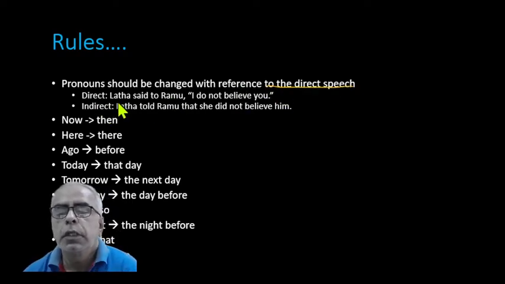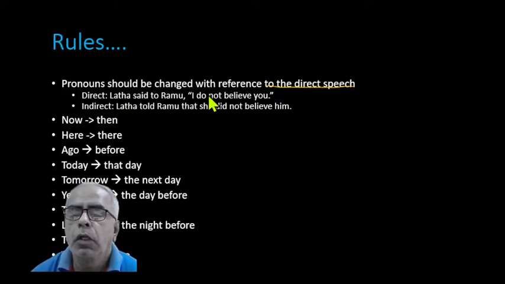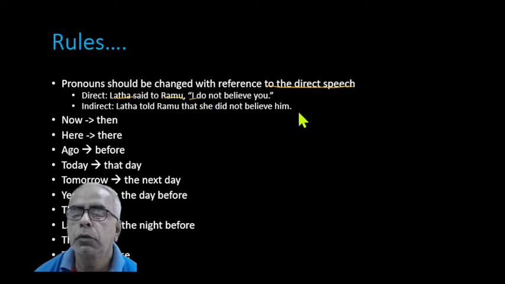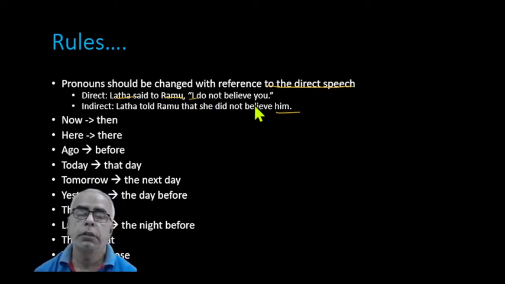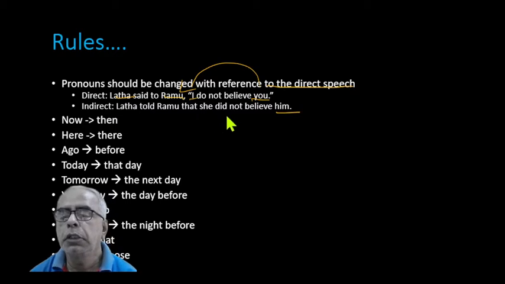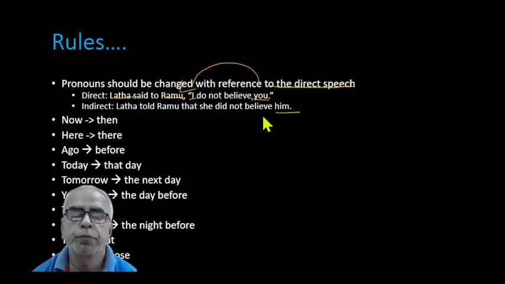For instance, Lata said to Ramu, "I do not believe you." Indirect: Lata told Ramu, or Lata said to Ramu, that she, because this I represents Lata, did not believe. So do not believe becomes did not believe. And you represents Ramu, and that's why it becomes him. So, Lata told Ramu that she did not believe him.